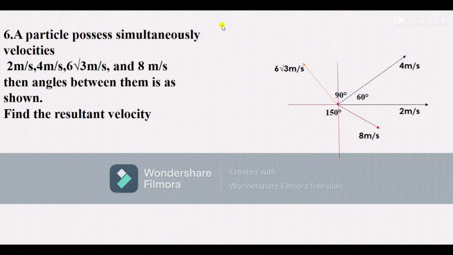Next we go to the next problem, which deals with resolution of vectors. A particle simultaneously possesses velocities of 2, 4, 6, 2, 3 and 8 meters per second, as the diagram shows. We use them to find the resultant velocity of the sum of all velocities applied on the particle.